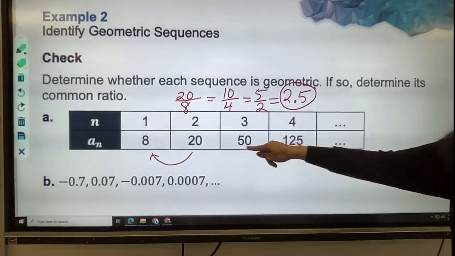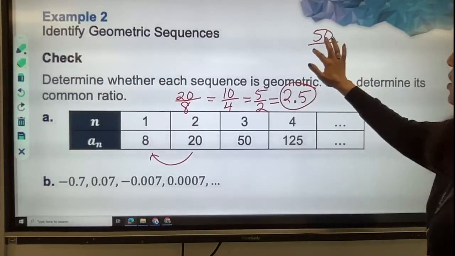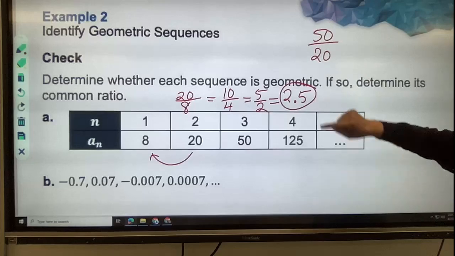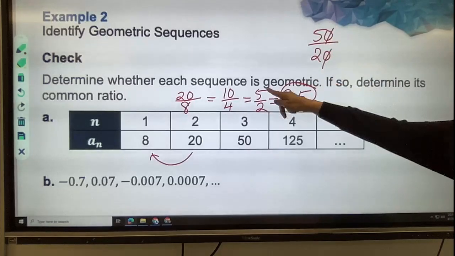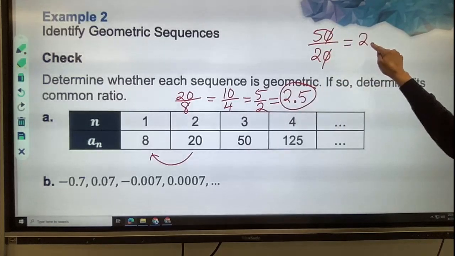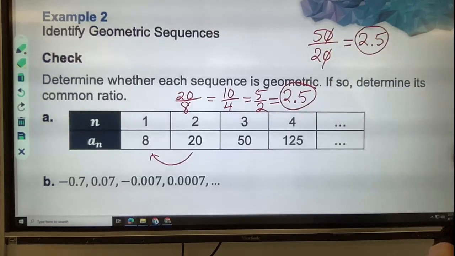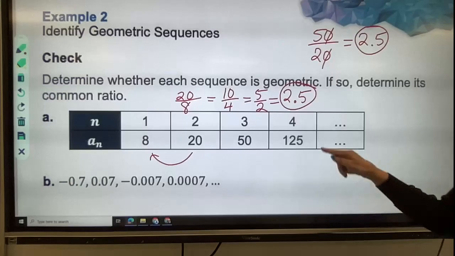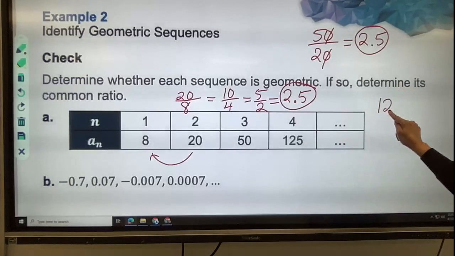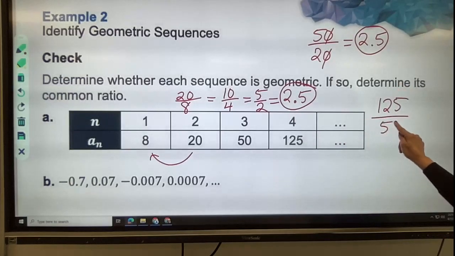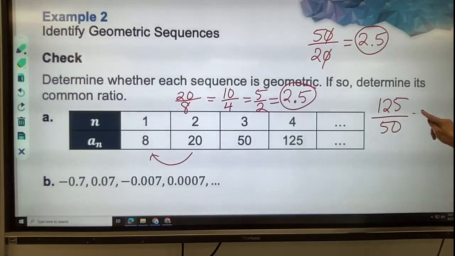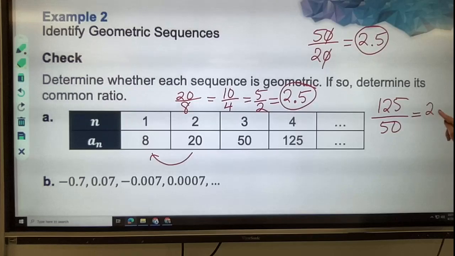What about 50/20? If I simplify by 10, I get the same thing, 5/2, which is 2 and 5/10. So that is my common ratio. And then when I divide 125 by 50, I again end up with 2 and 5/10.